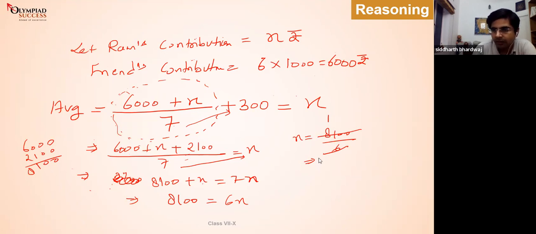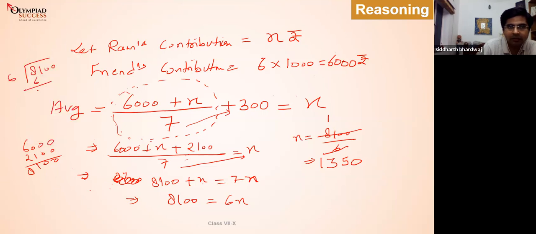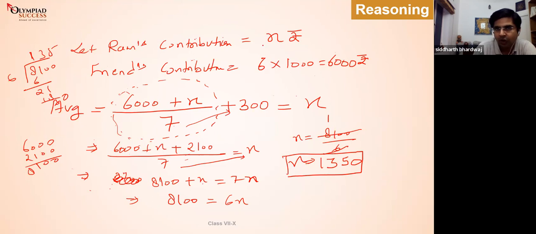Just wait. Let me show you here. So this is 8100. If you divide it by 6, how much would it be? 6 1 is 6, then 2, then 21, then 6 3s are 18, then 30, so 6 5s are 30, so 1350. So that would be 1350, right? So this is X. This is the amount that was the contribution of Ram. Understood everyone? This was the contribution made by Ram.